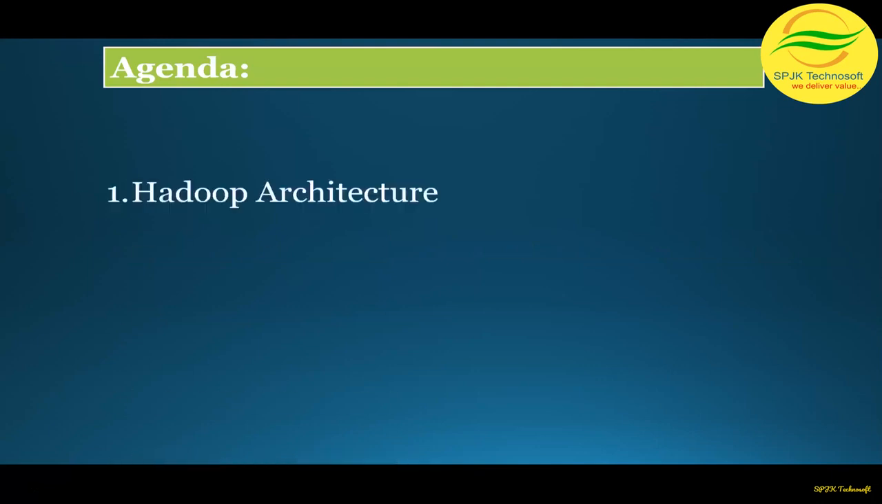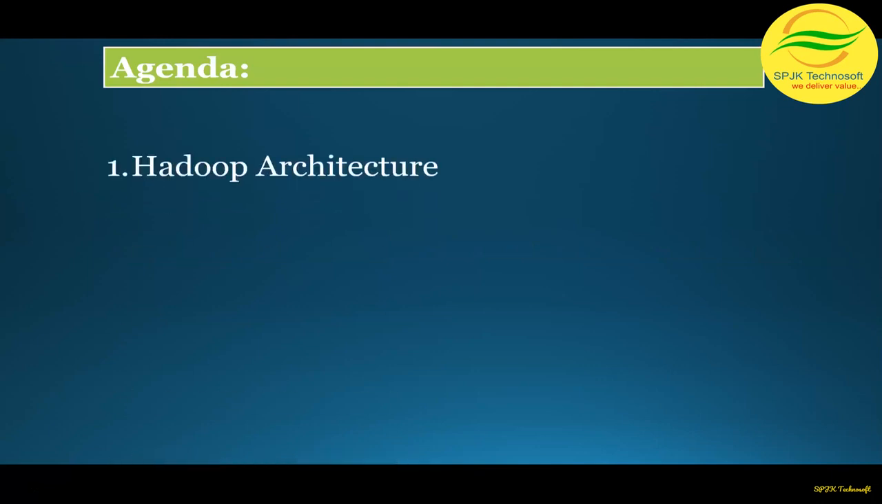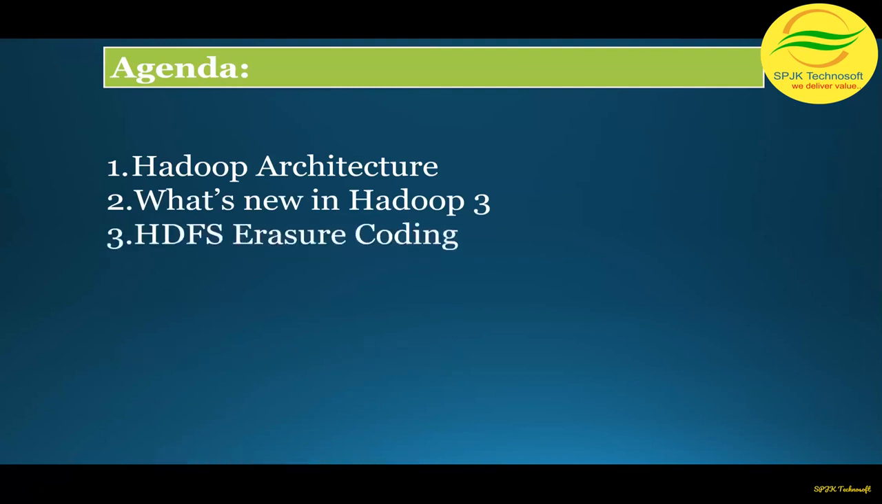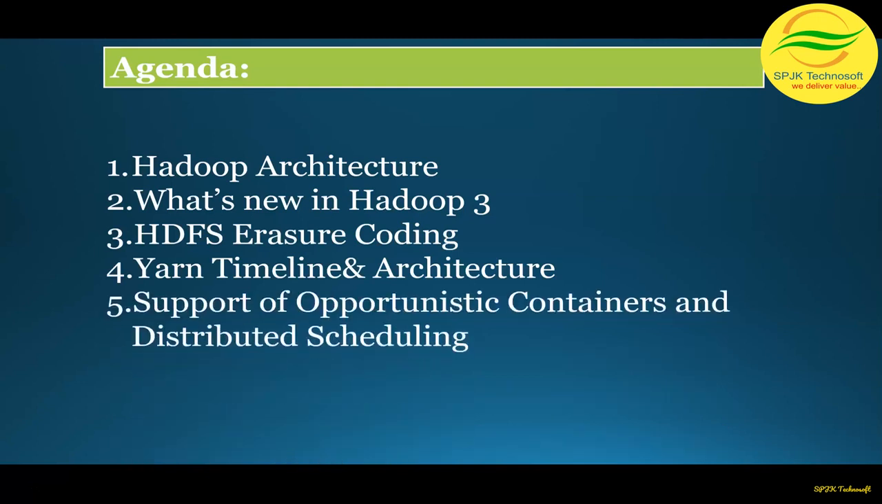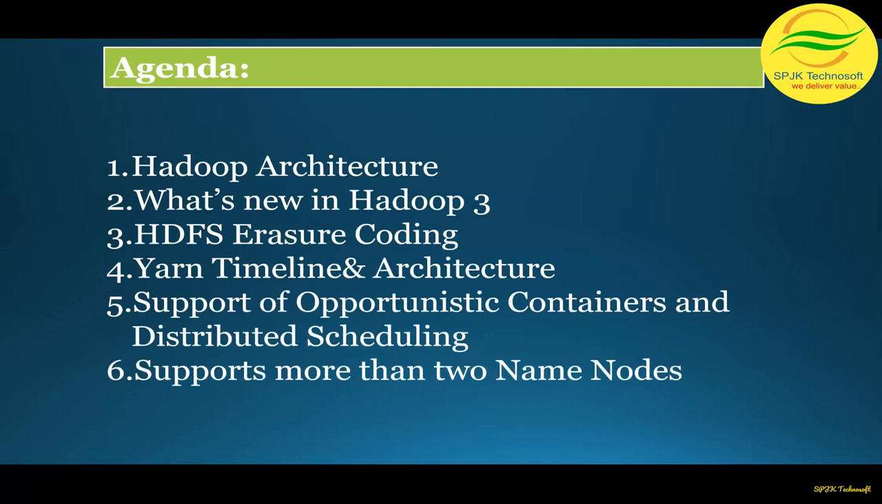Let us go into the agenda now. So we'll see what is Hadoop architecture, what's new in Hadoop 3, HDFS erasure coding, YARN timeline and architecture, support of opportunistic containers and distributed scheduling, supports more than 2 name nodes, intra-data node balancer.